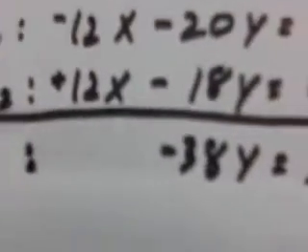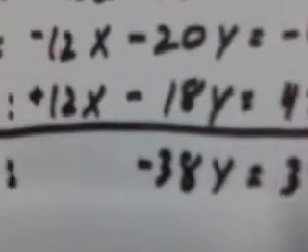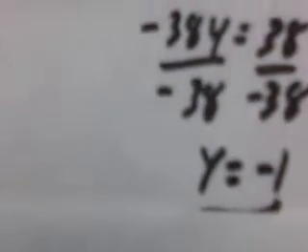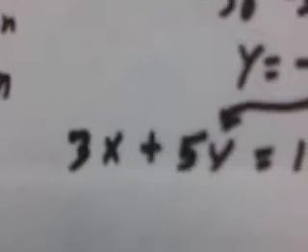I have negative 38y equals 38. This is equation 3. Equation 3 is negative 38y equals 38. Then I divide both sides by negative 38, as you can see there, and that gives me y equals negative 1. Once you get the value for y, you have to substitute that back into one of the original equations. I substituted it back into the first equation.